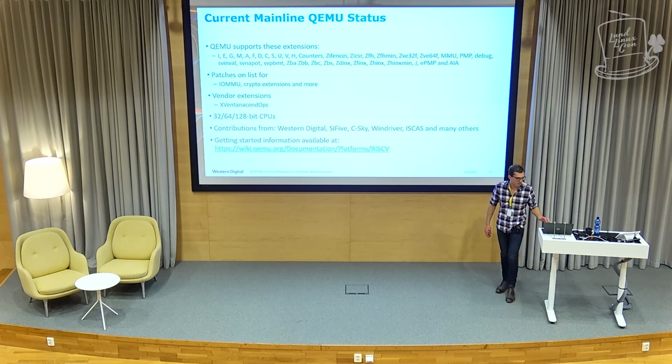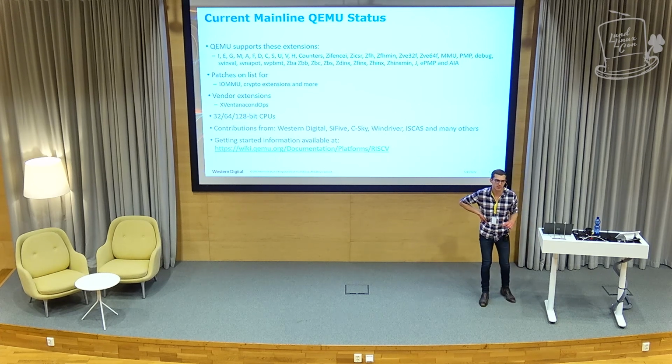And we also have vendor extensions. I've got a slide about that, and we'll see what everyone thinks about that, because vendor extensions are a bit touchy. But we have 32, 64, and 128-bit CPU support. The 128-bit is quite experimental, but it is there. And we have contributors from every kind of major RISC-V company and a lot of others. I didn't list them all.